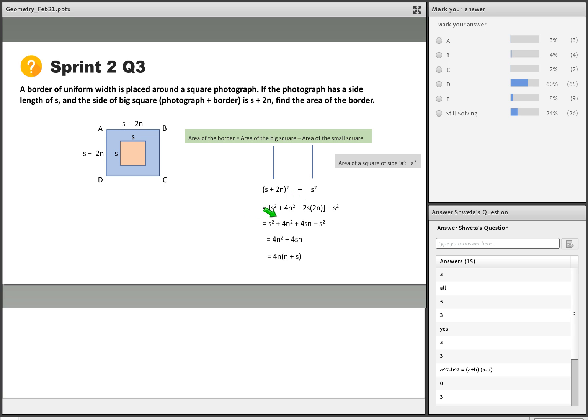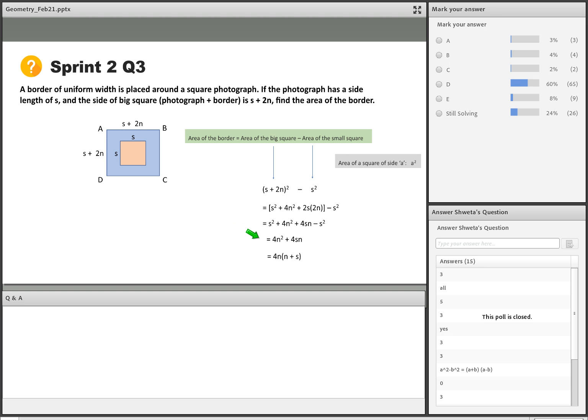Now here, when you simplify this, you will see you can cancel out s squared and s squared because it's positive and negative. So it's like 2 minus 2 is 0. That's obvious, right? Now you add the remaining items that you had, which were just 4n squared plus 4sn. Now, this itself could have been the answer.